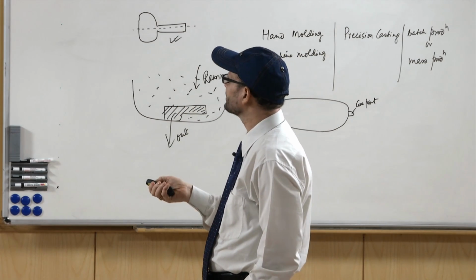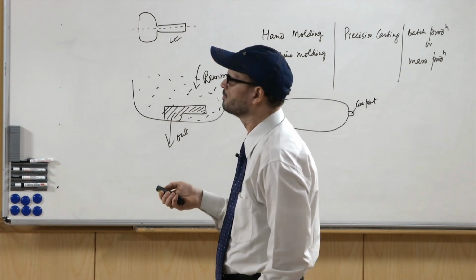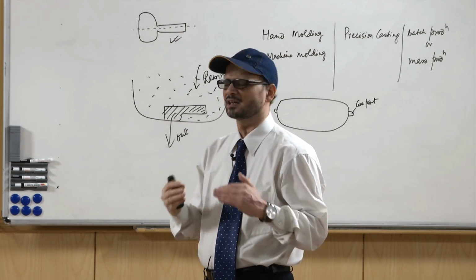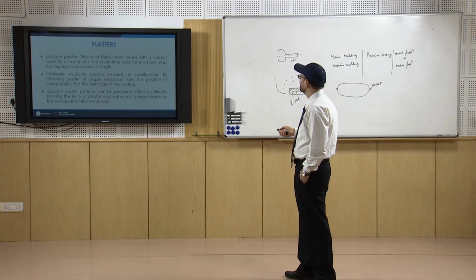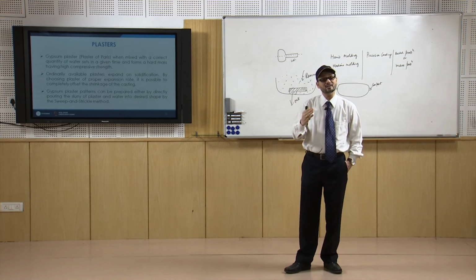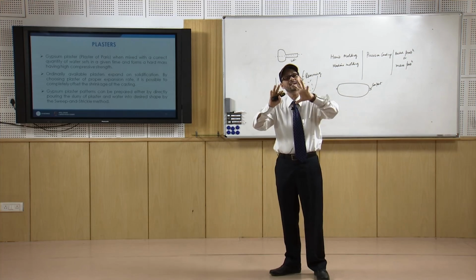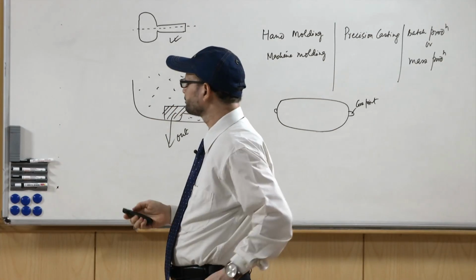So, when gypsum plaster is mixed with correct amount of water, it sets and gives you a hard mass which has a good compressive strength and good pattern. Ordinarily they expand on solidification. So, basically shrinkage allowance can be offset if the gypsum plaster of a certain particular expansion rate is taken.